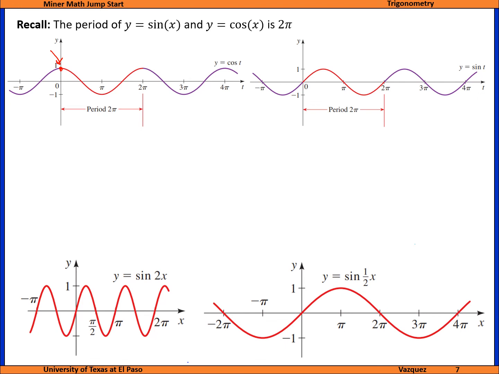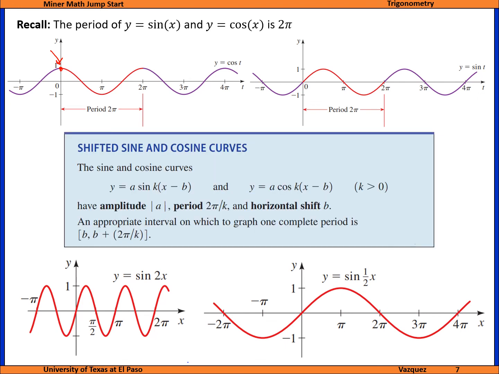So, a lot of information. The one thing to keep in mind is this table. Shifted sine and cosine. Right here, amplitude, remember, is always A, this number right here. Period, to find the period, you take this number here, the K, and put 2 pi over that number. And that'll give you your new period. And then B, inside the parentheses, if we were to have a parentheses here, like minus 4, that would be a horizontal shift.